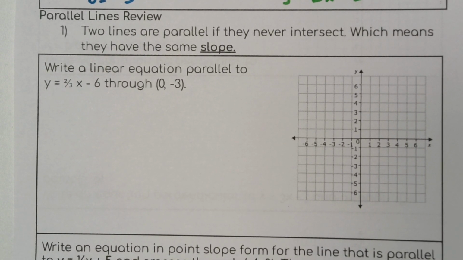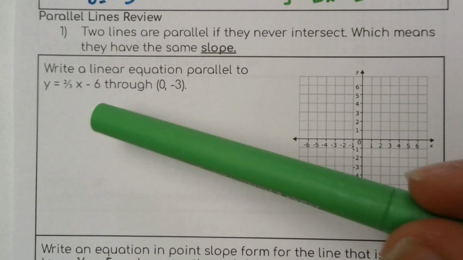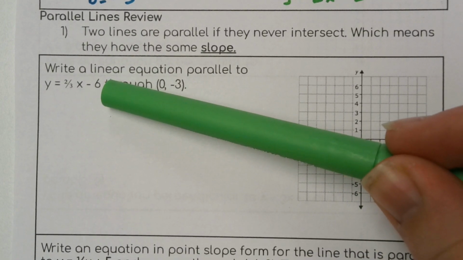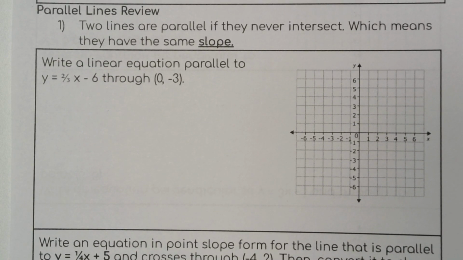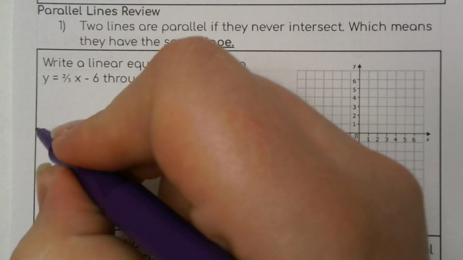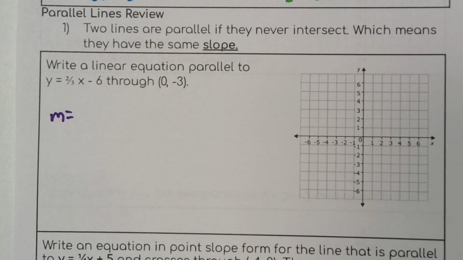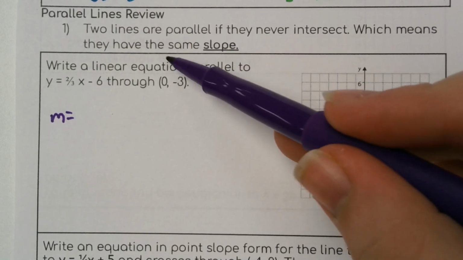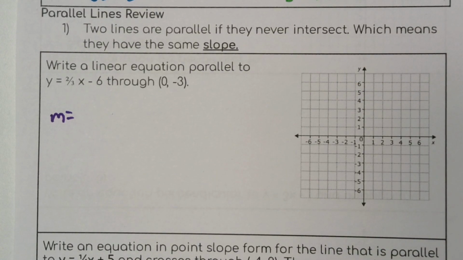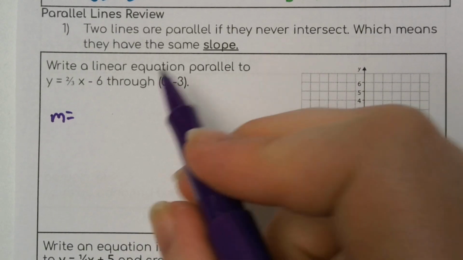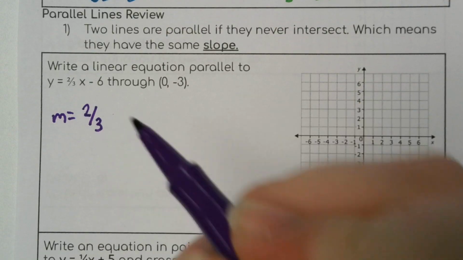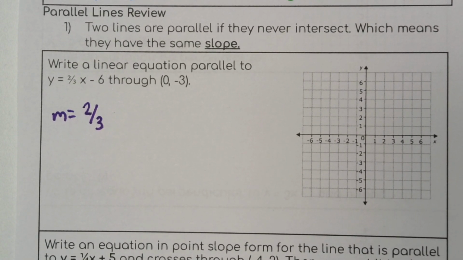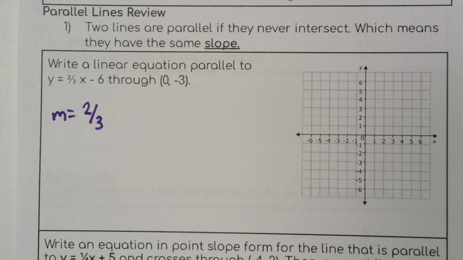So we want to write a linear equation that's parallel to y equals 2/3 x minus 6 through the point 0, negative 3. Well, first things first, we have to figure out what our slope is. What do we know about the slopes when they're parallel? They're the same slope, it's just a different y-intercept. So my slope is still 2/3, because parallel lines have the same slope, so they never touch. They go the same rate.